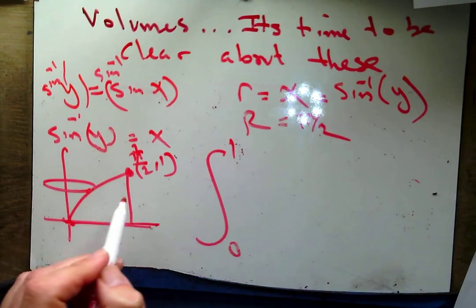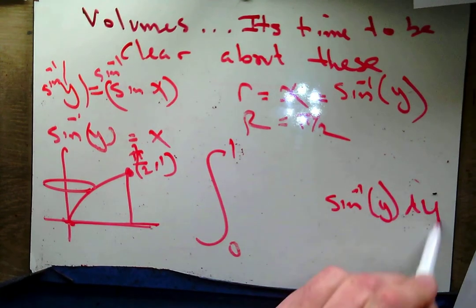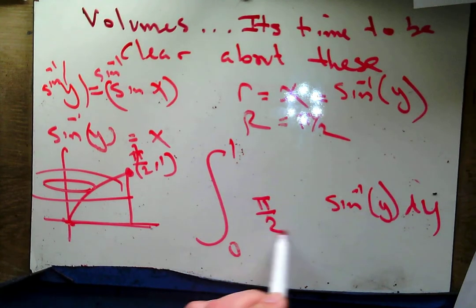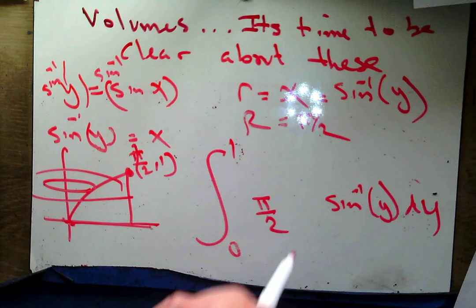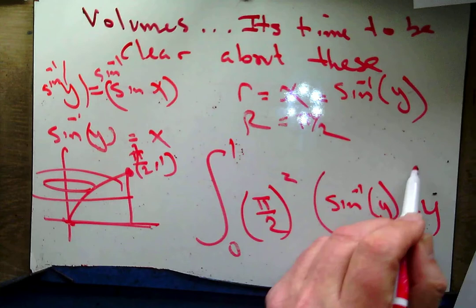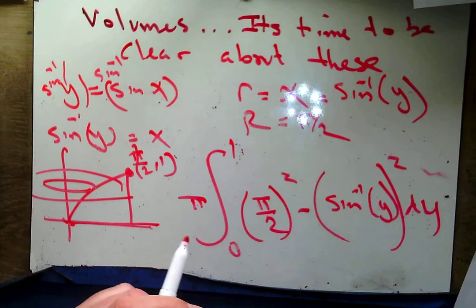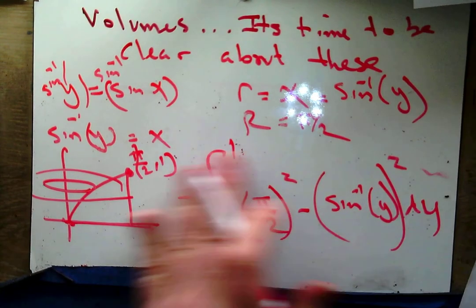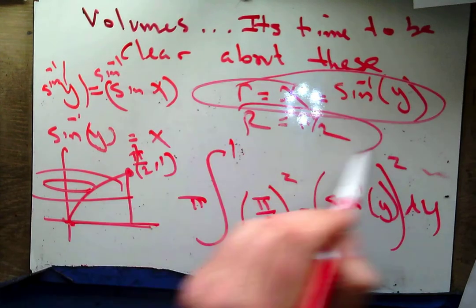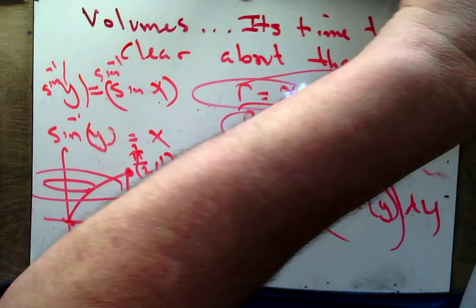And our little r is inverse sine of y, and our big R, we said, was a constant pi over 2. However, remember our formula is big R squared minus little r squared. So I actually need to square that, and I need to square that and put a minus between, and don't drop the pi. Okay, so we didn't have to actually set this up. All we needed to do was claim little r and big R. All right. Next, what are we rotating around next?